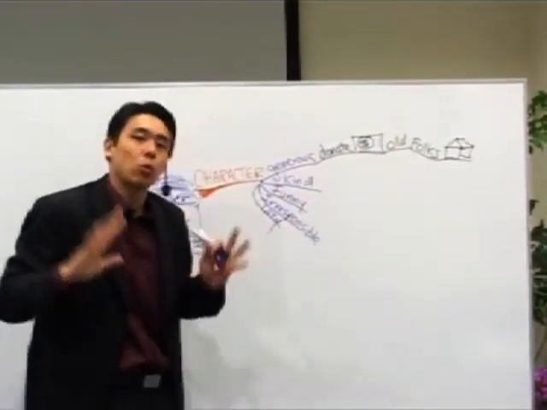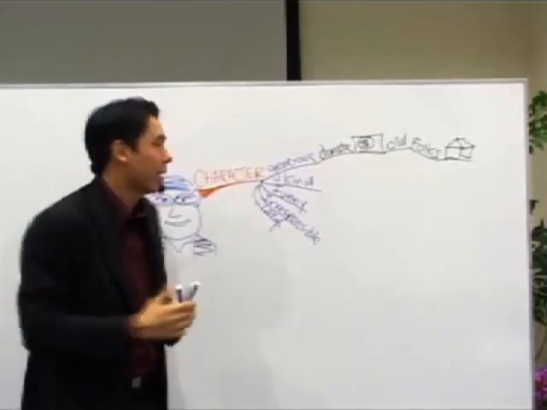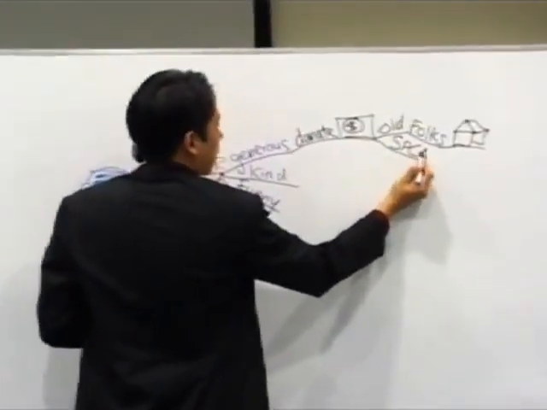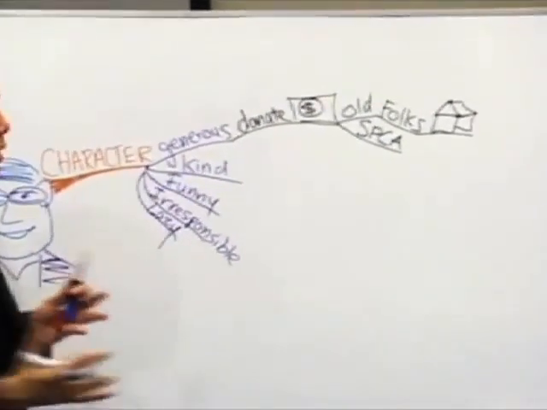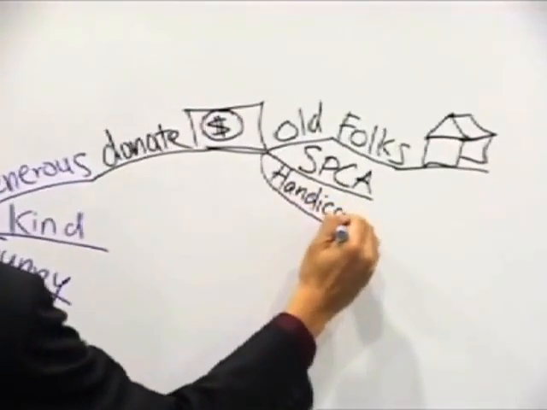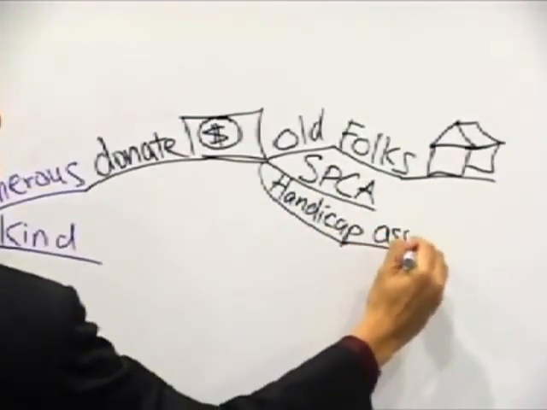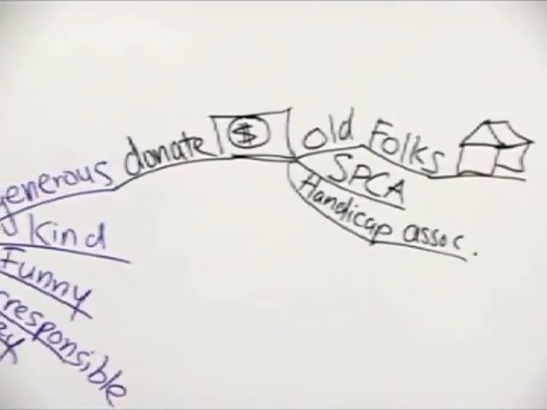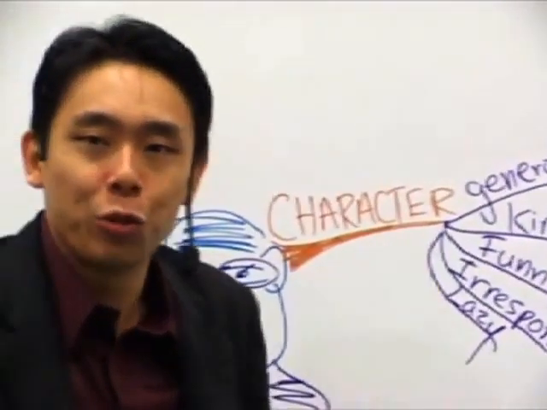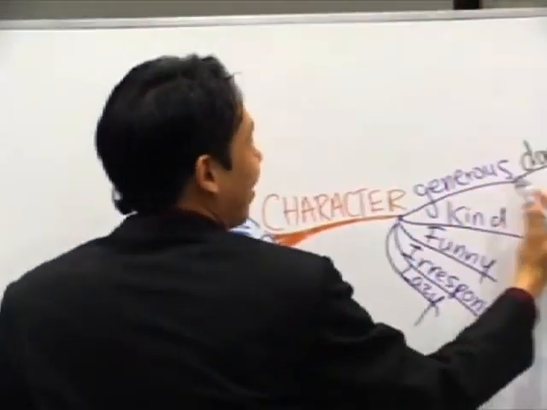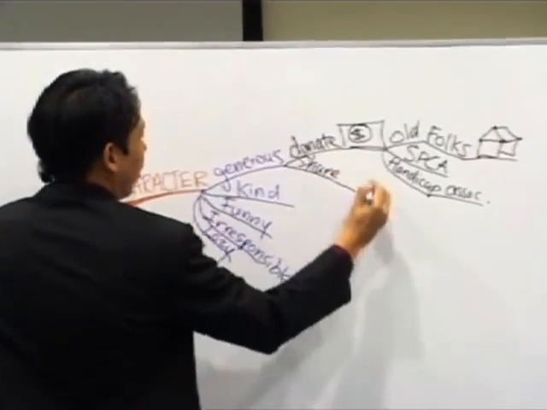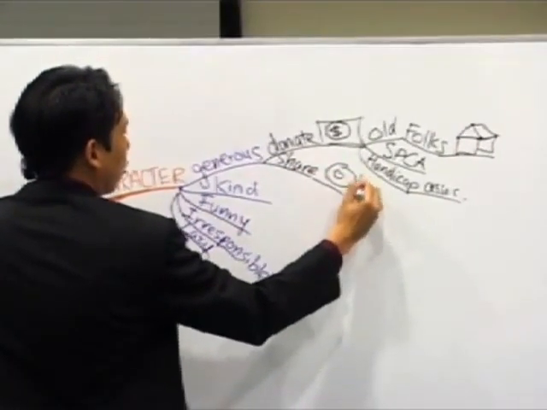Now, besides donating money to the old folks' home, let's say he also donates to the SPCA. So from here, can we also branch out SPCA? Yeah. Let's say he donates to the Handicap Association. So from here, we can branch out Handicap Association. Alright? Now, let's look at why else is he generous? Maybe he likes to share his food with his friends, for example. Under generous, you can put on the next main point, which is share food. Again, I could draw something to represent food.